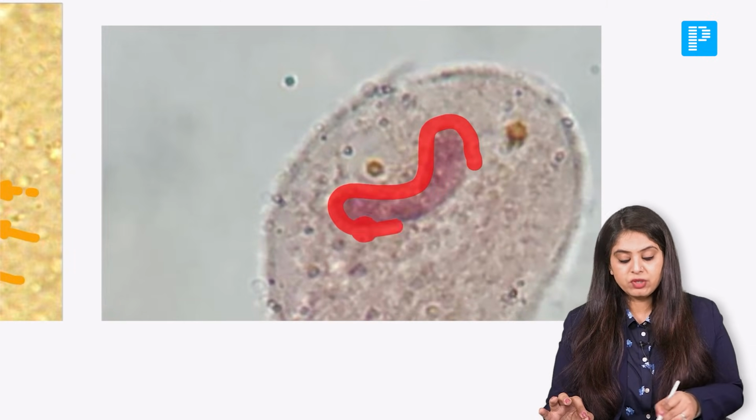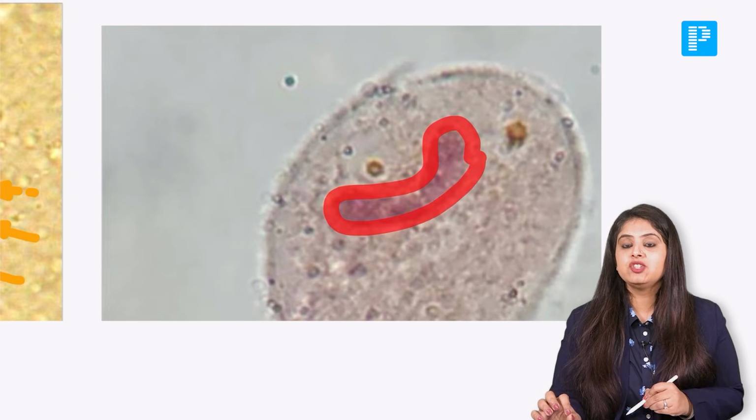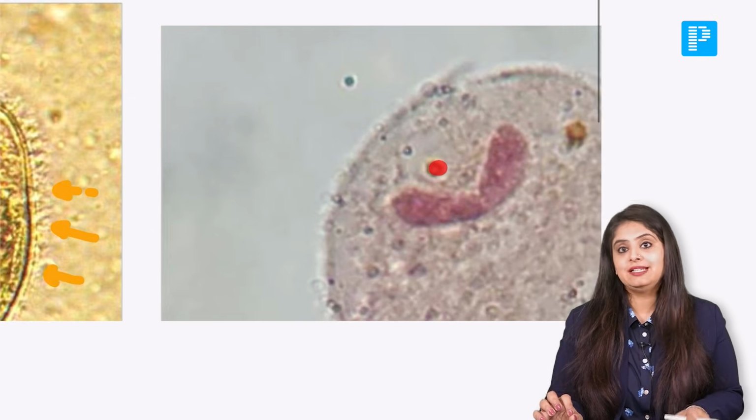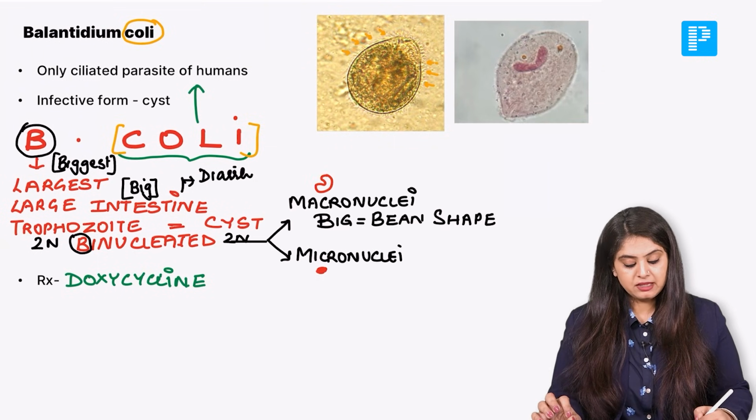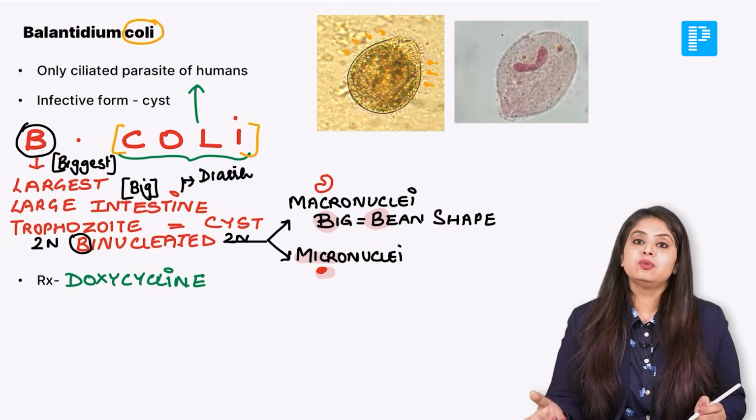The bigger one, what is the shape? B for big, B for bean shape. The big nucleus is bean shape. The small nucleus is a dot. Let's write it down. There are 2 nuclei. The bigger or the macronucleus is going to be bean shape, and the small micronucleus is just like a dot.